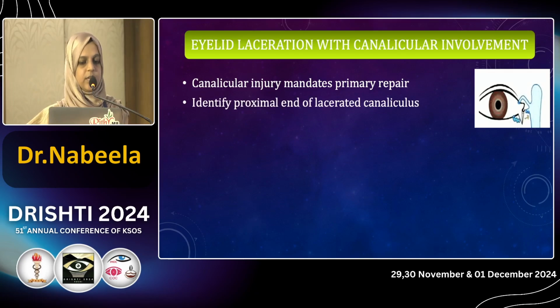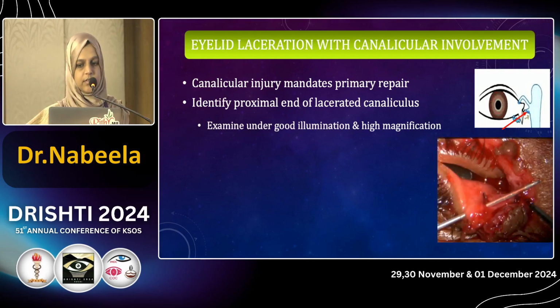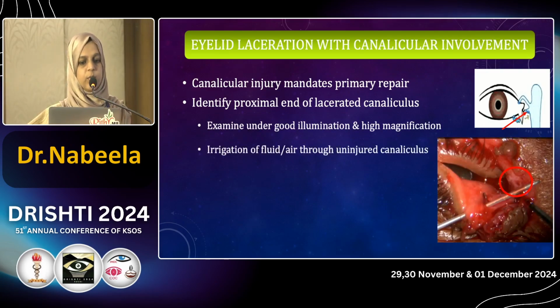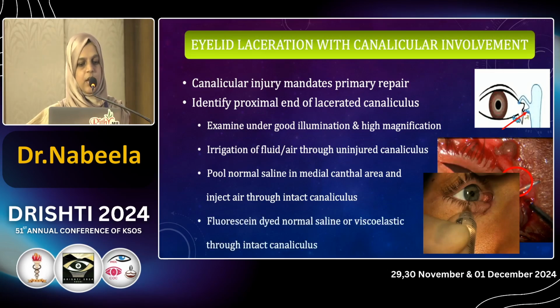And identifying the proximal end of the lacerated canaliculus is a difficult task at times. So what are the methods? You can examine under good illumination and high magnification to see a white circular puffed out edge. Or you can irrigate fluid or air through the uninjured canaliculus and see where the jet of water is coming through. Or you can pool normal saline in the medial canthal area and inject air through the intact canaliculus. Or fluorescein dyed normal saline or viscoelastic is injected through the intact canaliculus.